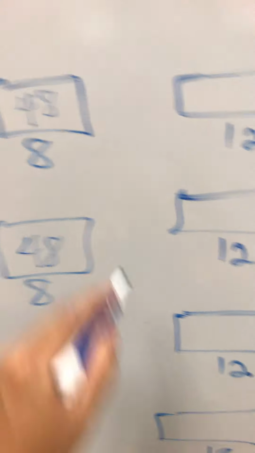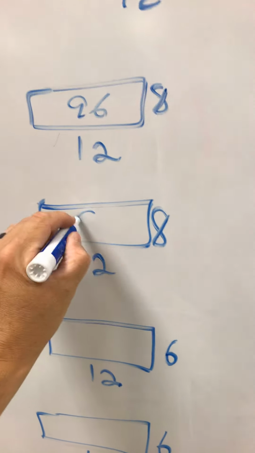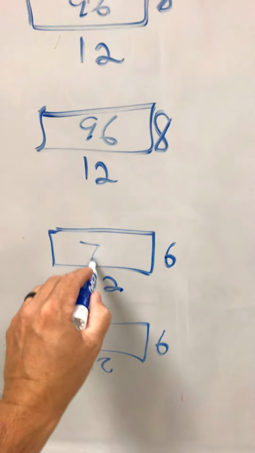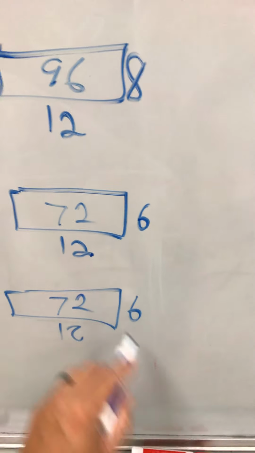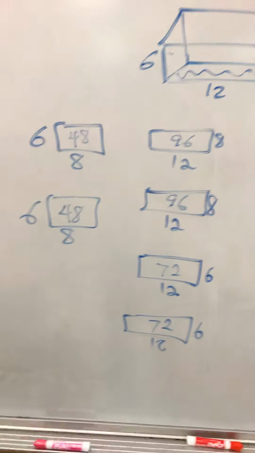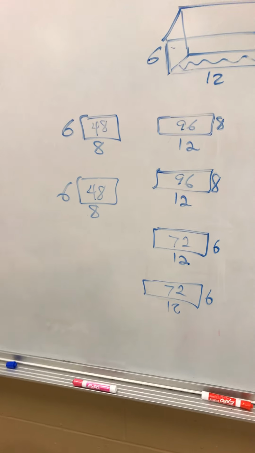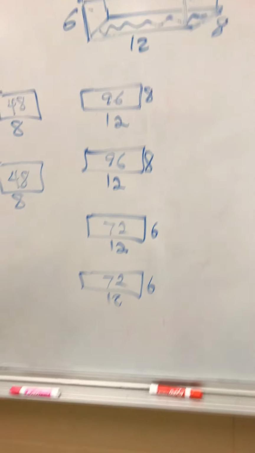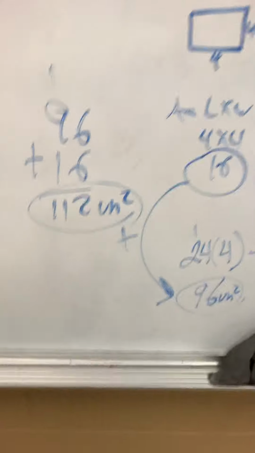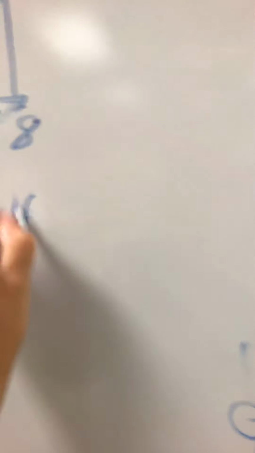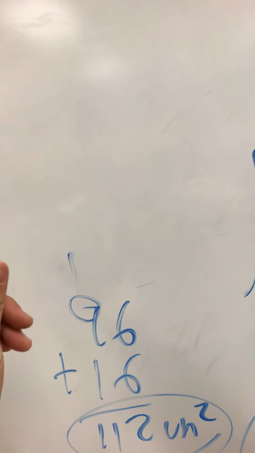So that's 48, 48, 96, 96, 72, 72. Okay, so you take 48, 48, 96, 96, 72, 72, add all of those areas together, and you get 432. They didn't give me any units, so units squared.